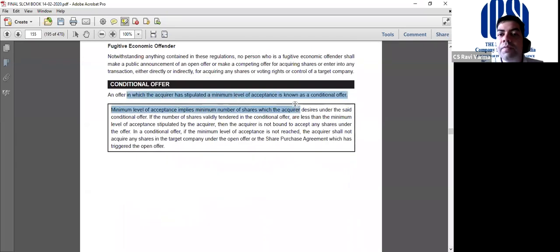Conditional offer, I told you, is where a minimum level is given. Say, for example, I am saying I will only acquire if 10% of the public gives me the shares. This is called a conditional offer. So if I am saying this, then I am under the compulsion, write it down, to acquire if that level is reached. See the last three lines of this page: in a conditional offer, if the minimum level is not achieved, then the acquirer shall not acquire any shares under the open offer which has been triggered. Say, for example, I am saying I will only be happy if I get 20% or 30% from the market. If I do not get 30%, I may say I am not interested because I want 30%. Understood? That is called a conditional offer.